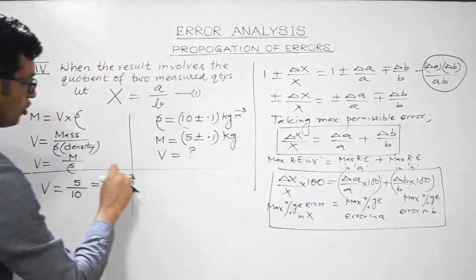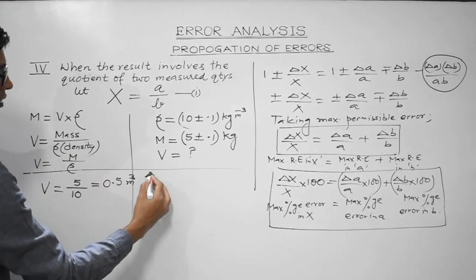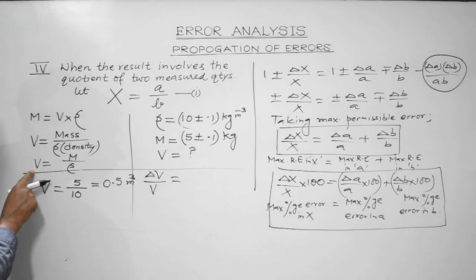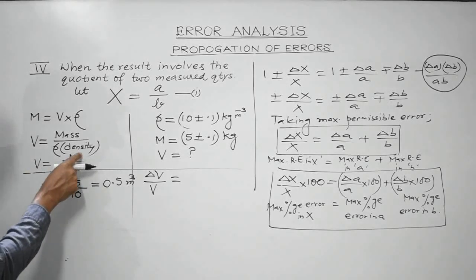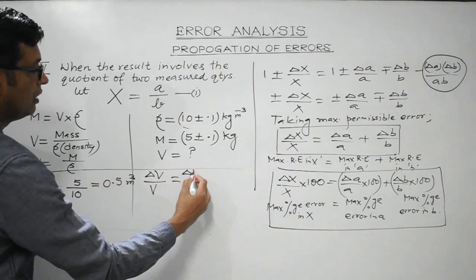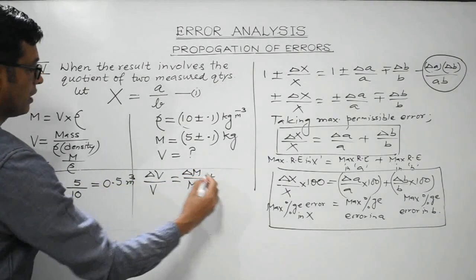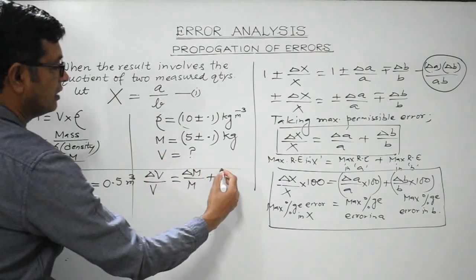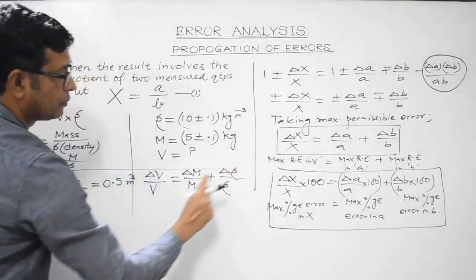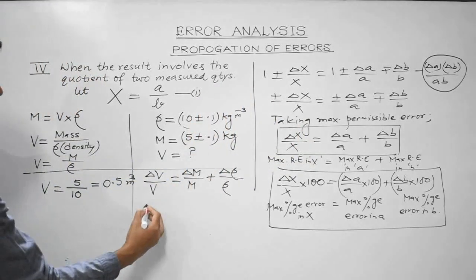So using the same logic, here what you get is del V by V. This is the maximum relative error in the result. It will be equal to the sum of the maximum relative errors in mass and density. So the relative error in mass would be del M by M and the maximum relative error in the density would be del rho by rho, using the same concept. Just now we have proved it, right? So let's substitute the values.